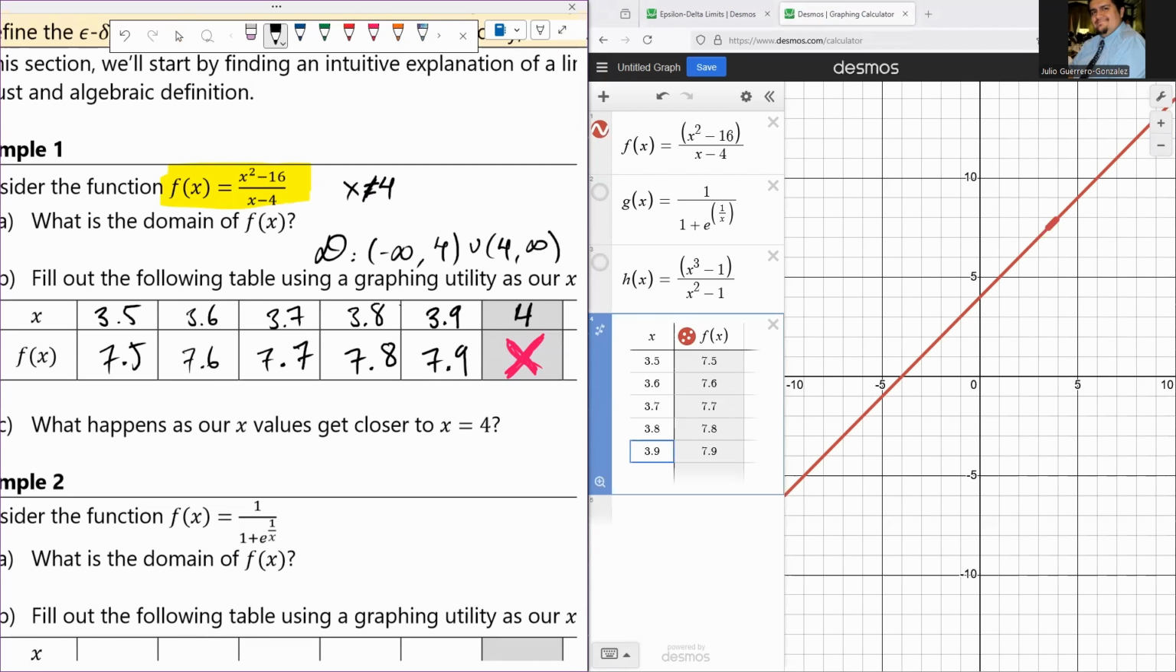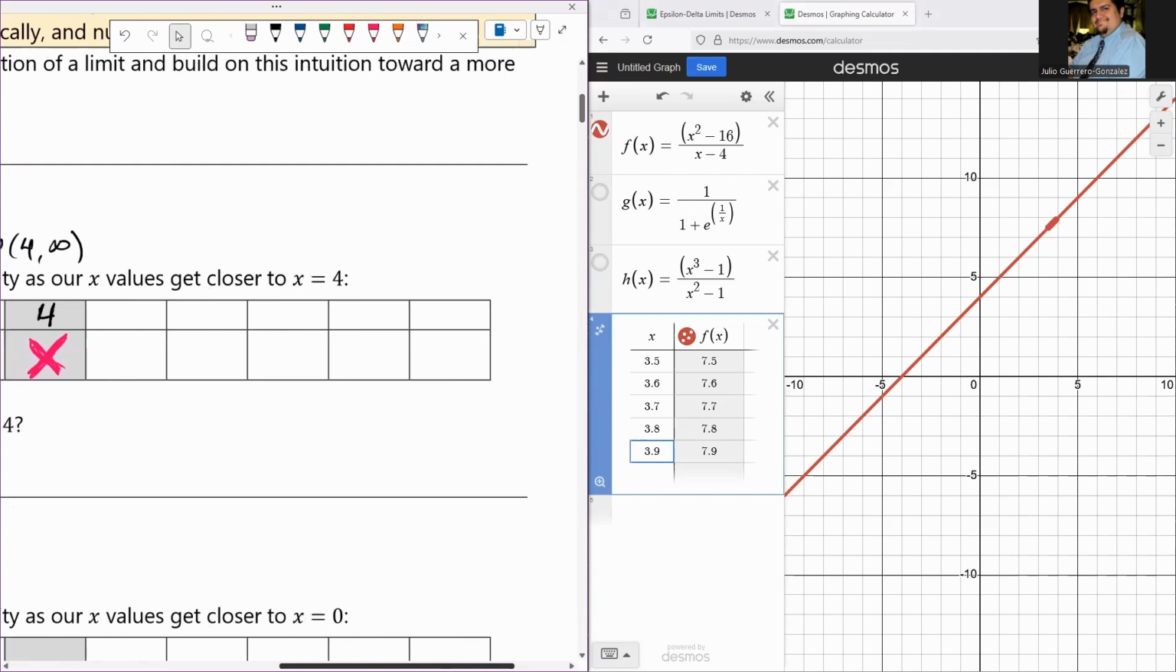Okay, let's save that there for now. And I'm going to move over. I'm going to do the same thing from the opposite side, but I'm going to come down to it, right? So it's going to be 4.5, 4.4, 4.3, 4.2, 4.1. Okay, and I'm going to do the same thing.